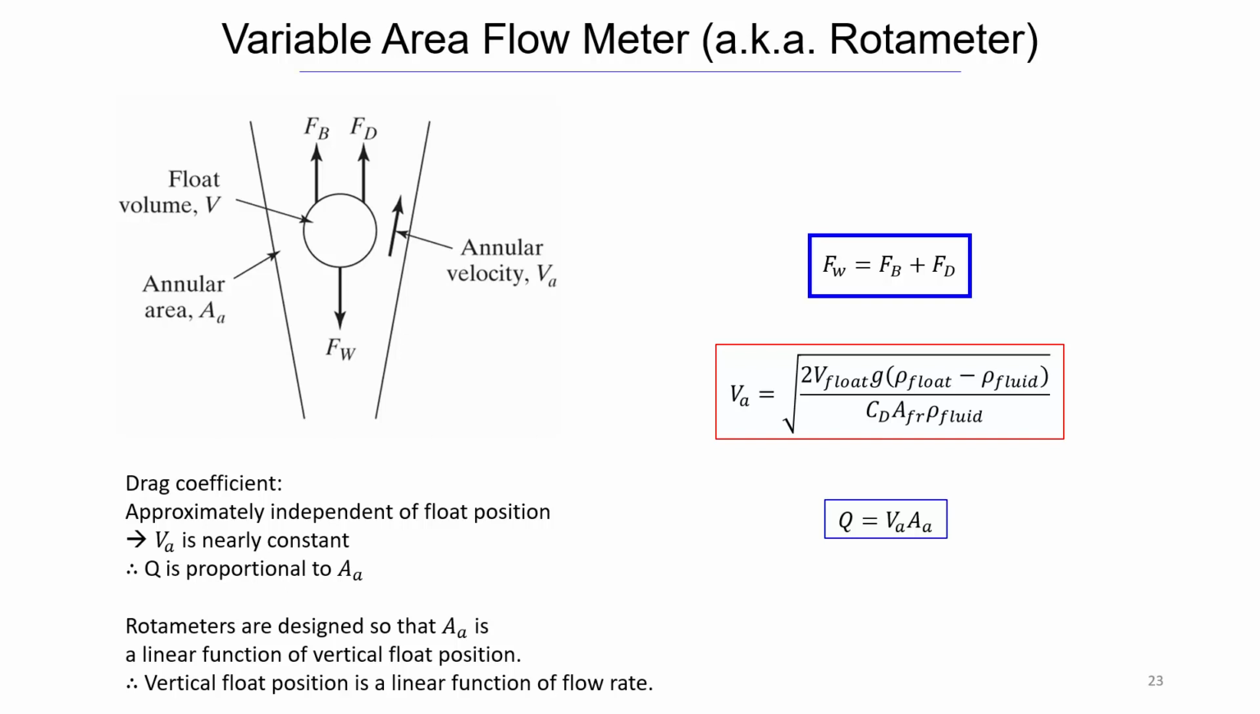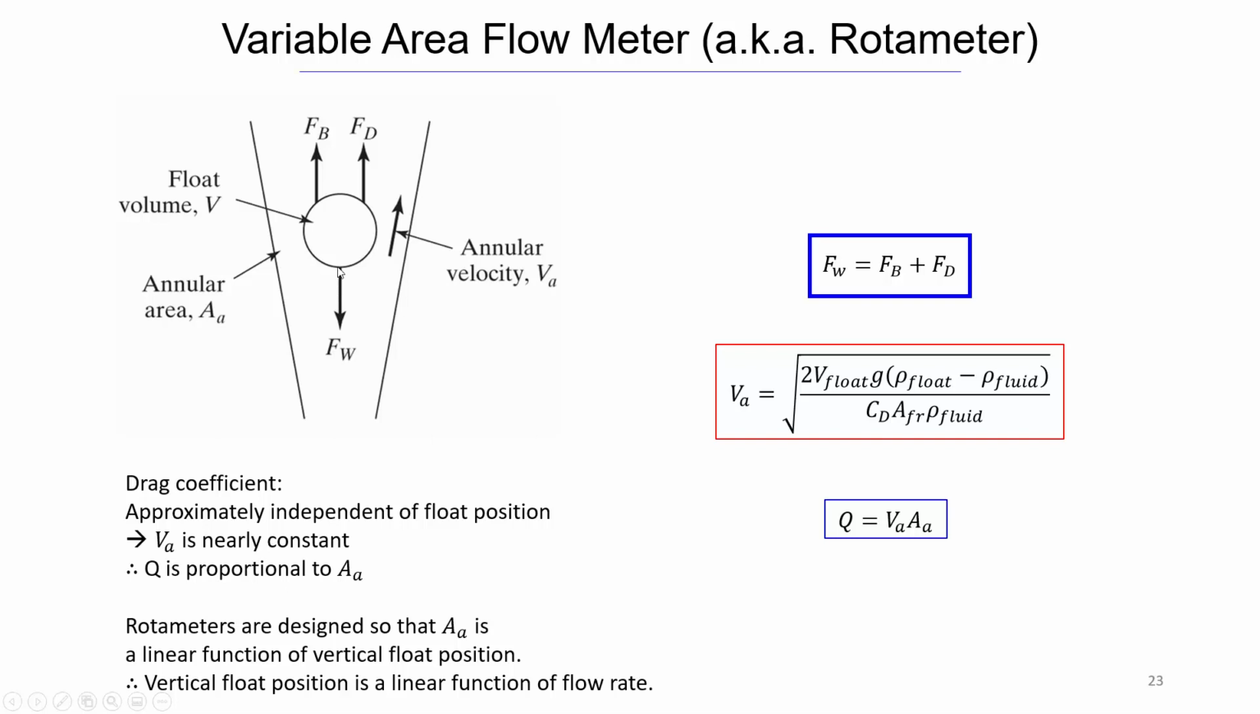So all these equations are what we walked through. Now a little bit of information on how this is made practical for somebody using it. The first thing is the drag coefficient is approximately independent of the float position. So no matter where this is vertically, the drag coefficient is the same. That means that annular velocity is going to be nearly constant. Therefore our volumetric flow rate is proportional to the annular area.